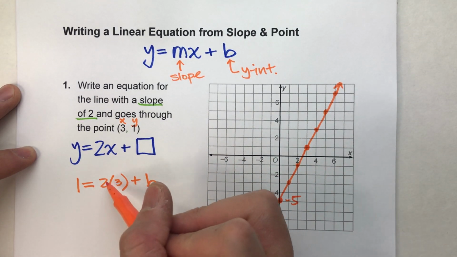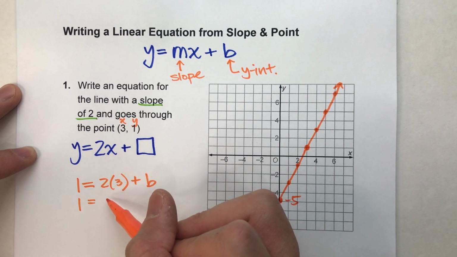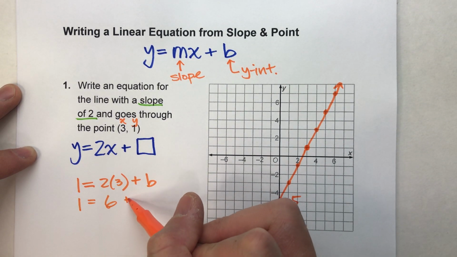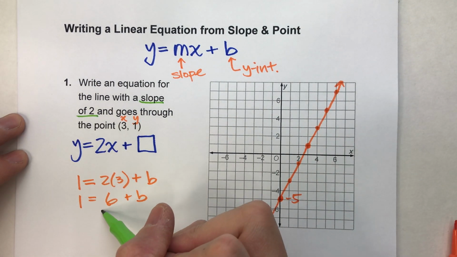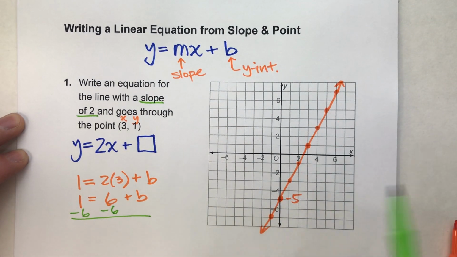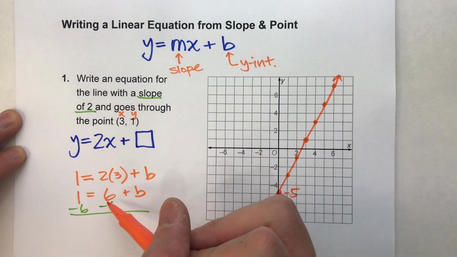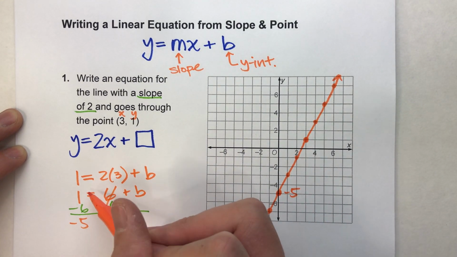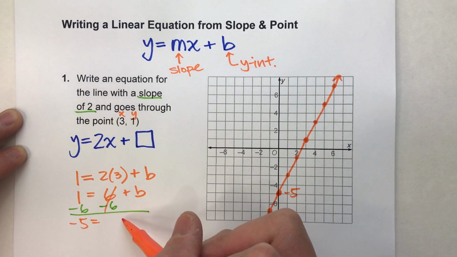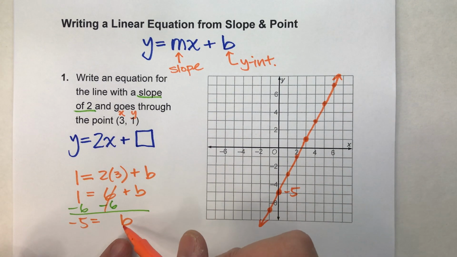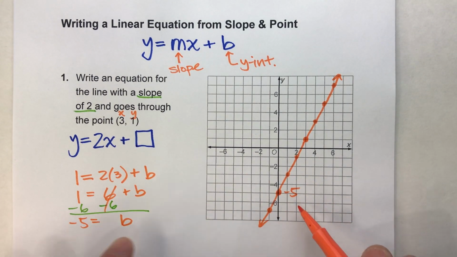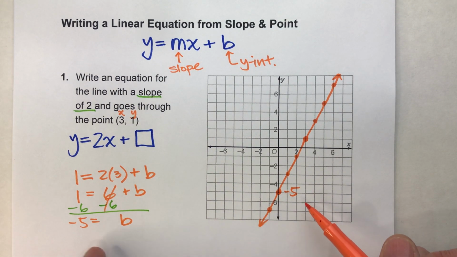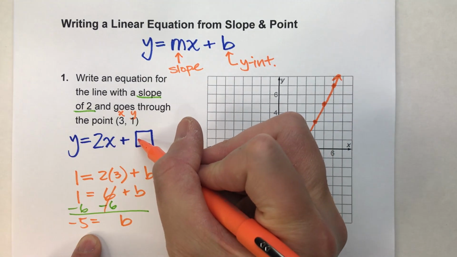Okay, let's do it. So 2 times 3 is 6. So this is really y. 1 equals 6 plus b. So to solve for b, I'm just going to subtract 6 from both sides. When I do that, the 6's undo each other. I'm left with -5 over here equals, and all that's left over here is b. And guess what? b is our y-intercept, and that's what we were looking for. b is -5, which we just found on the graph. But this is how you would do it with algebra.